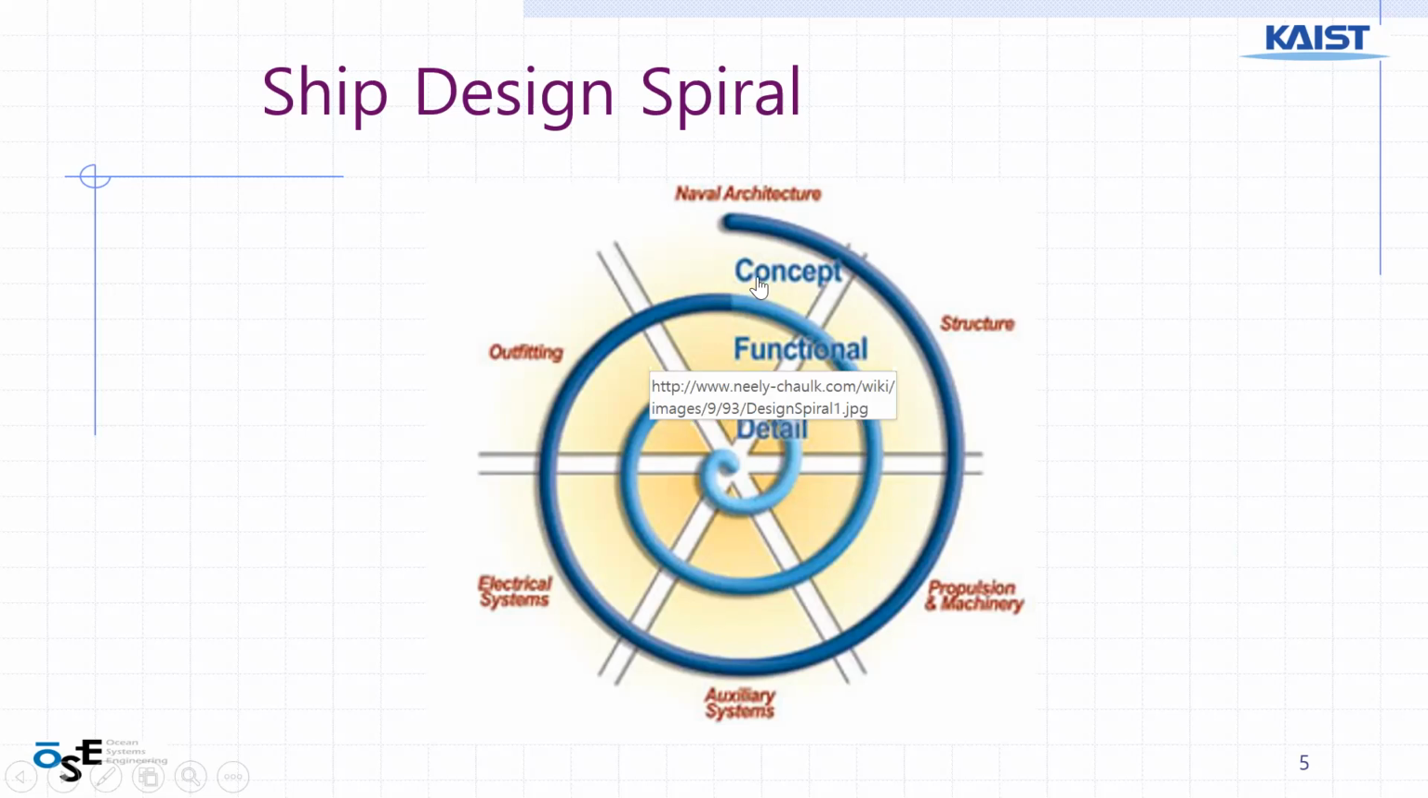But anyway, in ship design, we start from this point, the naval architecture, and go to structural design, and then propulsion machinery design, auxiliary system design, electrical system design, outfitting system design, and go on to the second round, all the same things: naval architecture, structure, propulsion, auxiliary, electrical, outfitting, and another third round of naval architecture, structure, propulsion, electrical, outfitting, and then finalize to the solution, the output of the design.